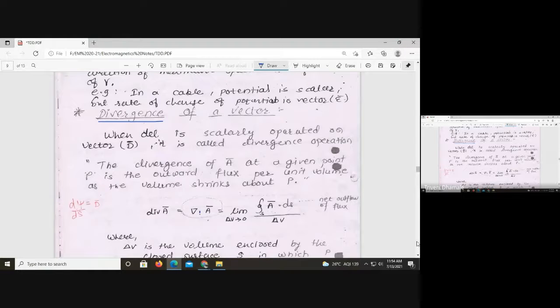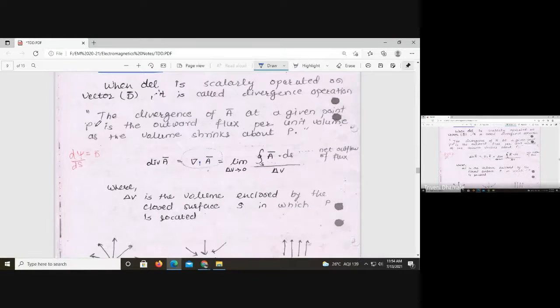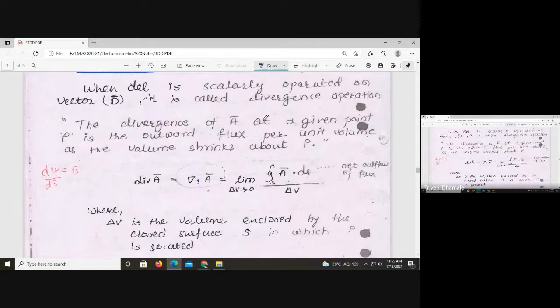Now, definition, how it is defined. Divergence of A bar is written like this: del dot A bar. So, how to define the divergence of A bar at a given point P, for a specific point? What is the divergence? It is the outward flux per unit volume, right? Outward flux per unit volume as the volume shrinks about P.